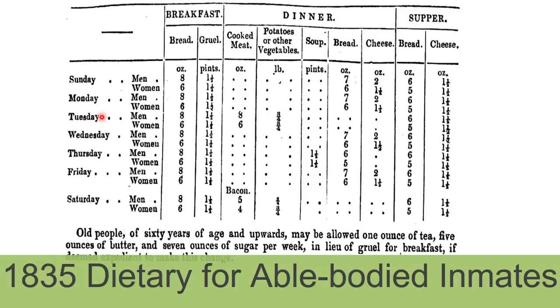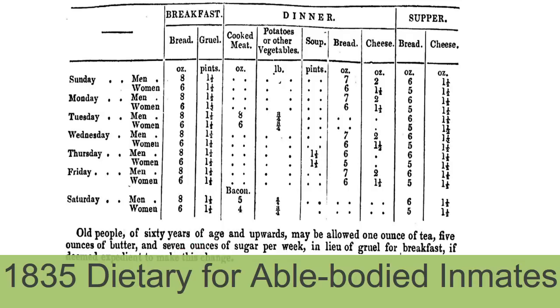Tuesday, though, was the highlight of the week. You actually got some cooked meat and vegetables. Thursday, a bit of soup. Saturday, a bit of bacon. But basically, it was bread and gruel, bread and cheese, bread and cheese. Bread and gruel, oh, Tuesday.